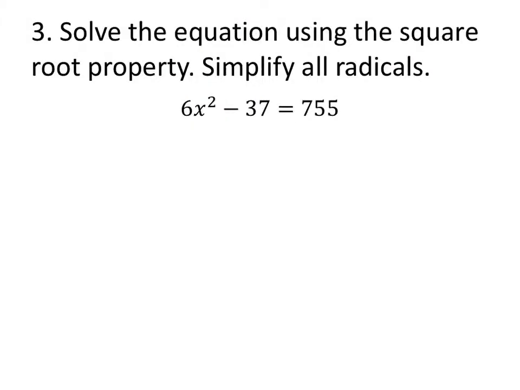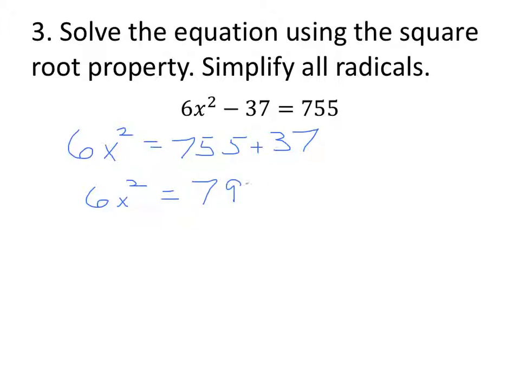Problem number 3, we're going to solve this equation using the square root property. And in order to do that, we get our variable terms on one side of the equation and our numbers on the other. So we have 6x squared equals 792. Divide both sides by 6 to isolate the x, and we get x equals 132. Sorry, x squared equals 132.